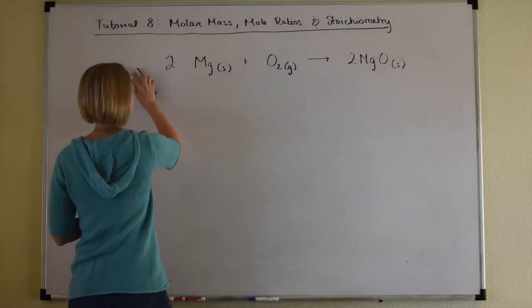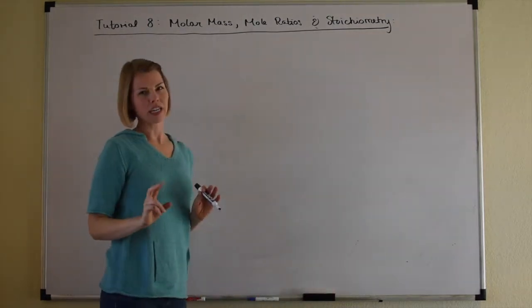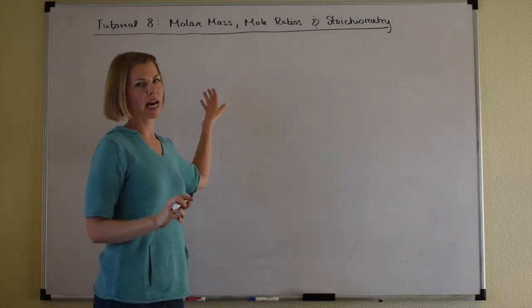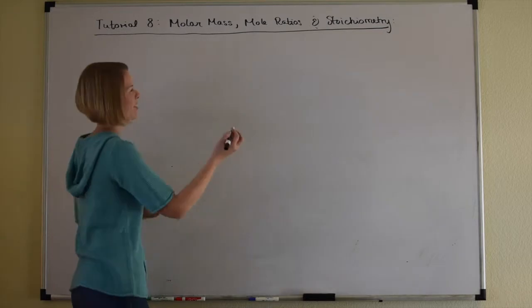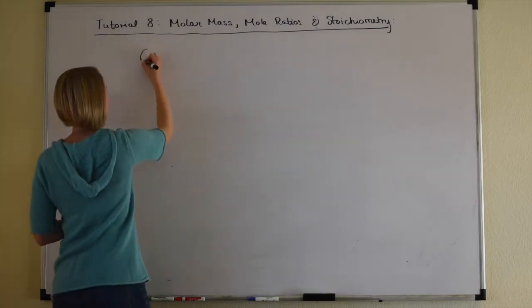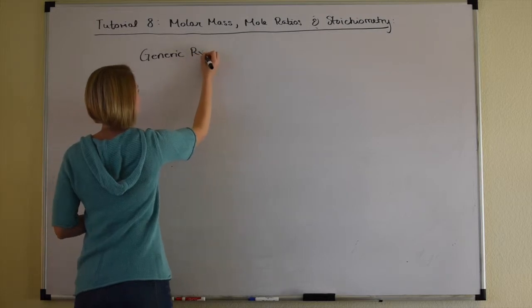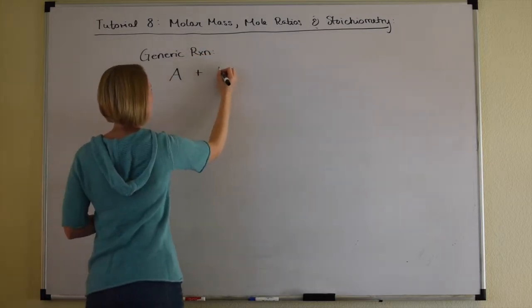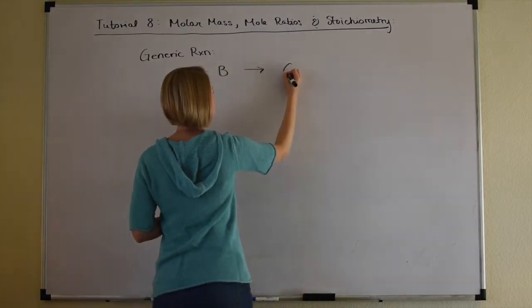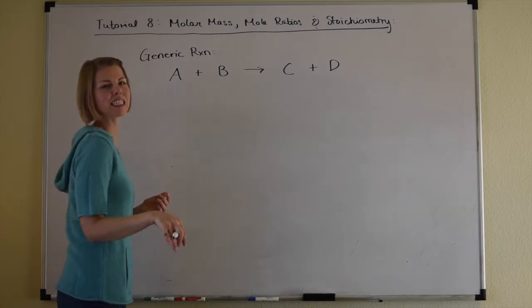Let's erase this equation here. Let's apply it to a generic equation, because the reaction is not always going to be magnesium with oxygen to form magnesium oxide. So let's keep it generic here. Generic reaction, I'm going to write Rx for reaction: A plus B yields C plus D. And I think that's the same generic reaction I did in your notes.